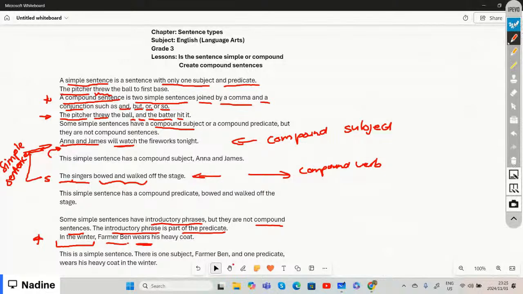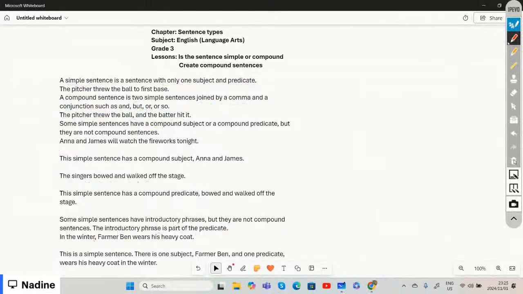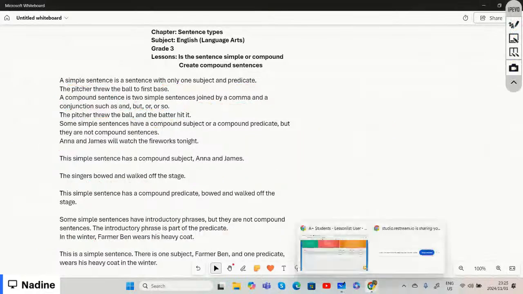And now, this thing doesn't want to work. All right, so we're going to aplusstudents.ca, and my PC is doing things. All right, there we go.